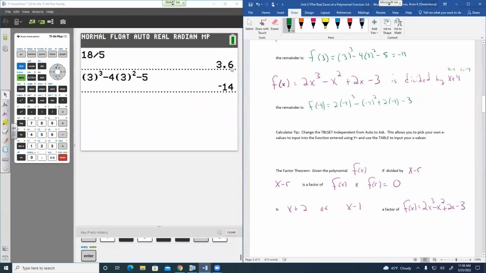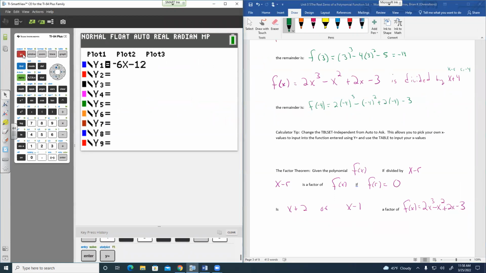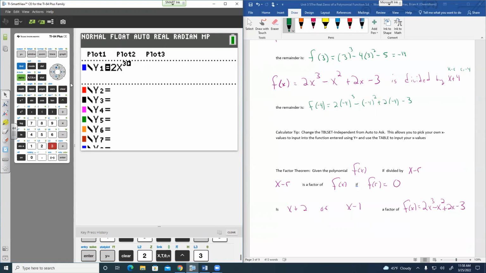So another way we can do this problem is we actually can use the y equals button and create a function. So if I clear this off, I can actually put the function 2x cubed minus x squared plus 2x minus 3 into the calculator. So 2, hit the x, hit the upper arrow, cubed, minus x squared, plus 2x, minus 3.